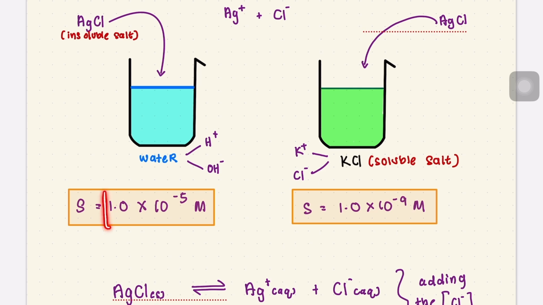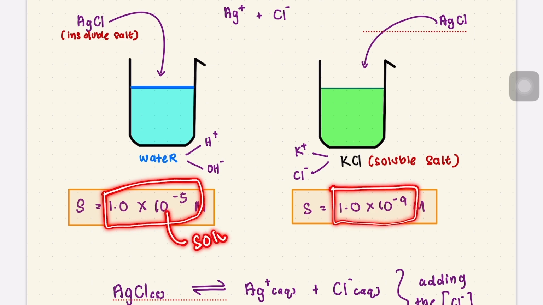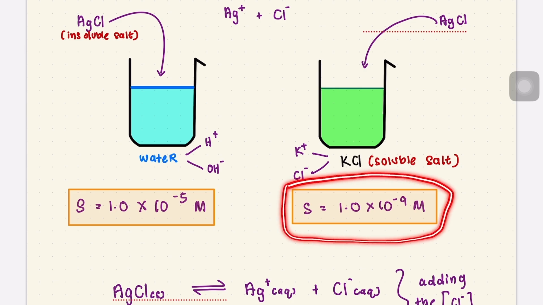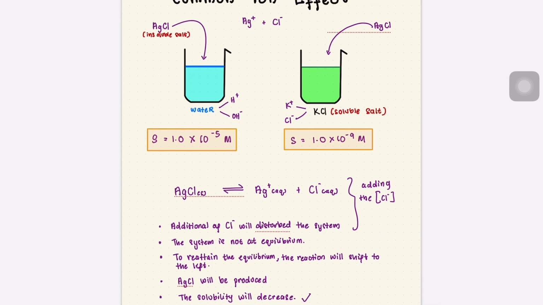See, this one is 1 exponent negative 5. This is 1 exponent negative 9, which means this one dissolves more, it's more soluble. But with the existence of common ion, it reduces the solubility, and it is proved by this calculation. So there you have it: this is our qualitative explanation, and you prove it through the calculation.